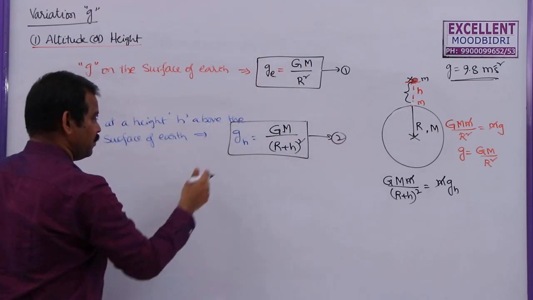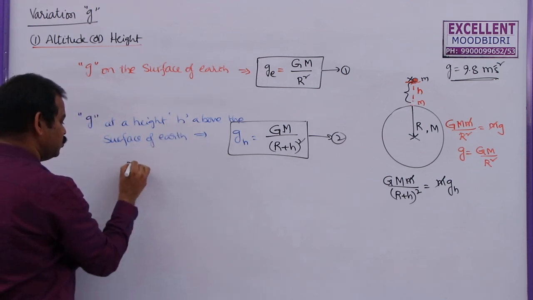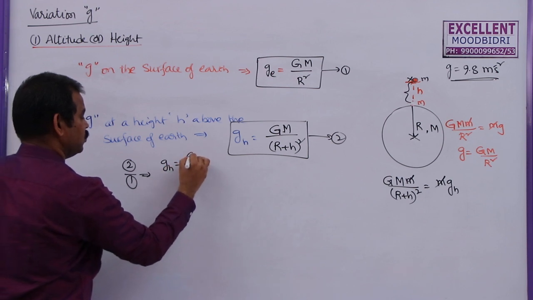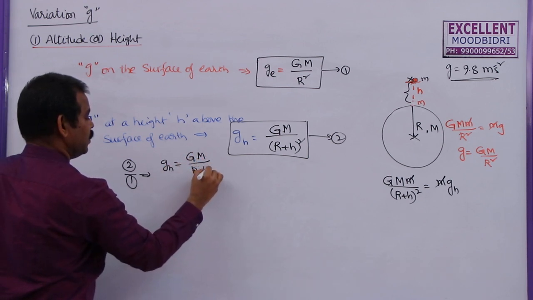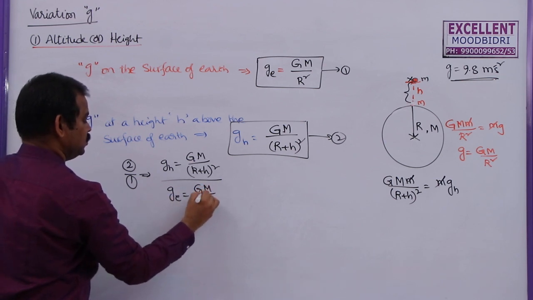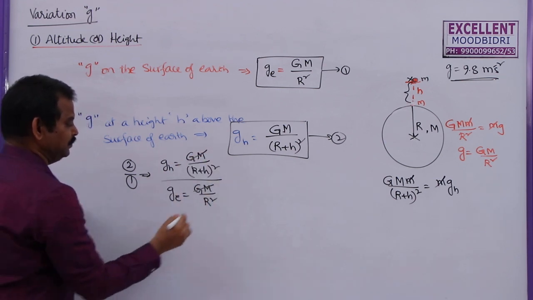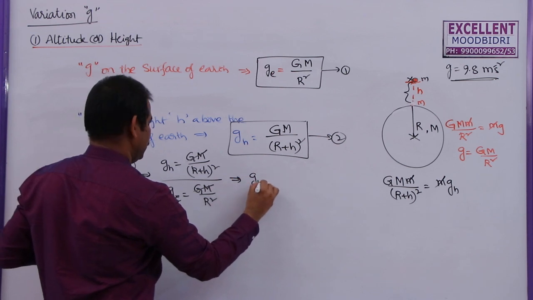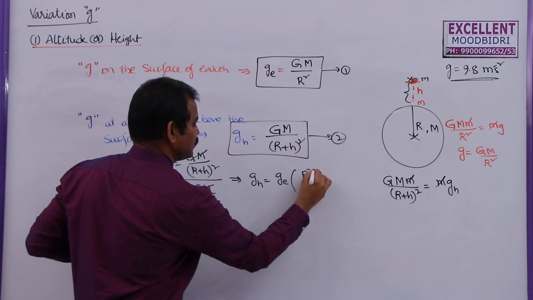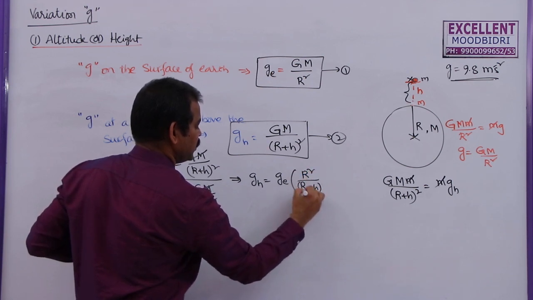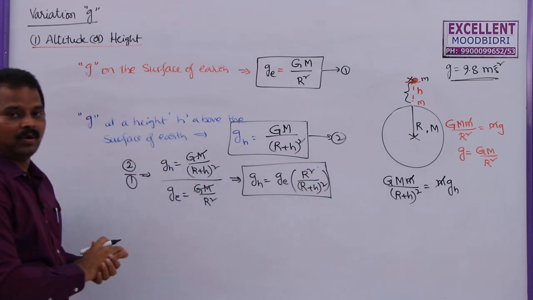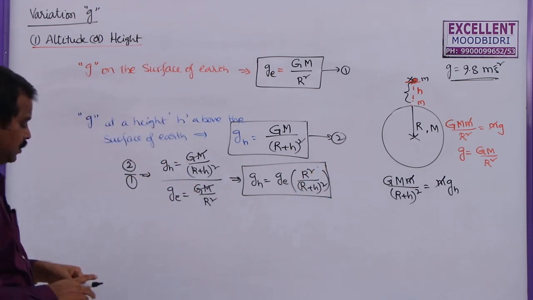So now if you compare these two, if you divide 2 by 1, you are going to get gh by Ge equal to GM by R plus h whole square divided by GM by R square. So from this we can write gh is equal to Ge into R square by R plus h whole square. So this is how you can get the value of small g at a height h above the surface of earth.